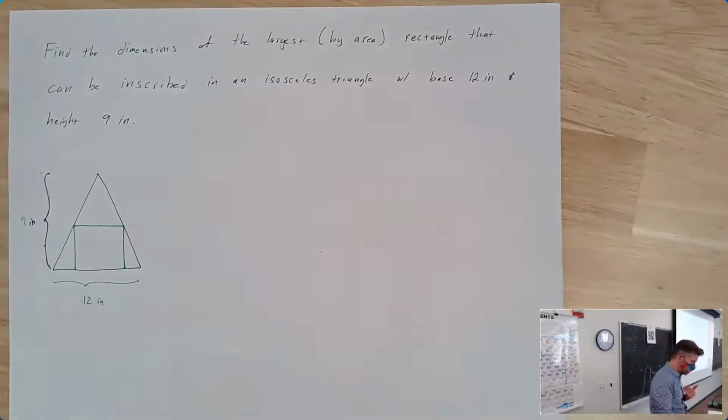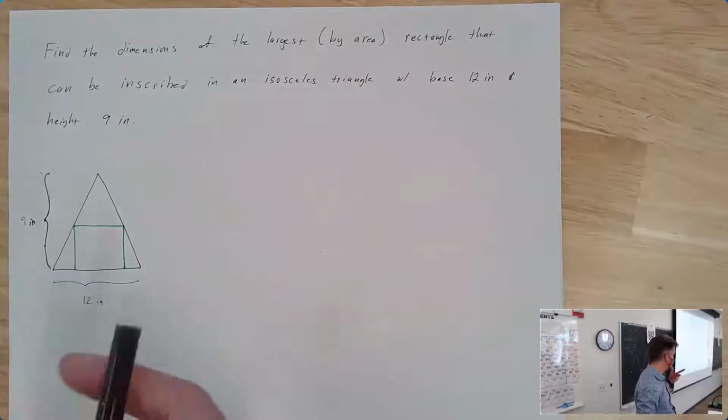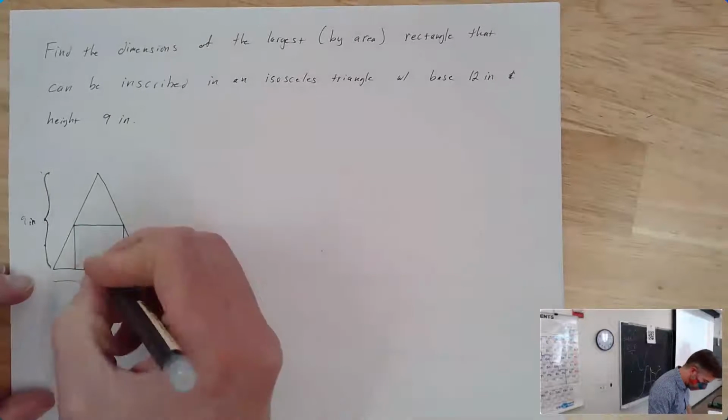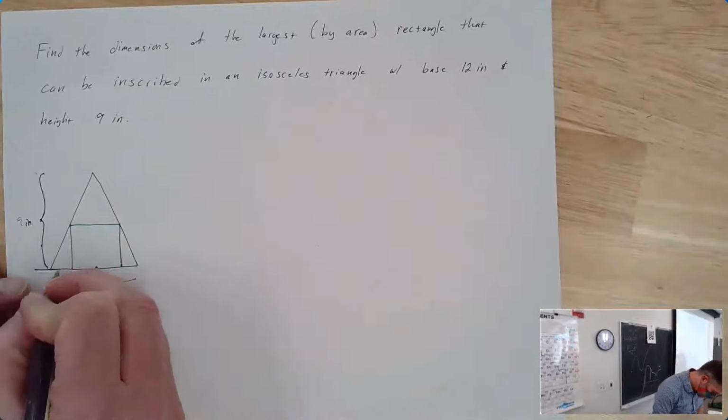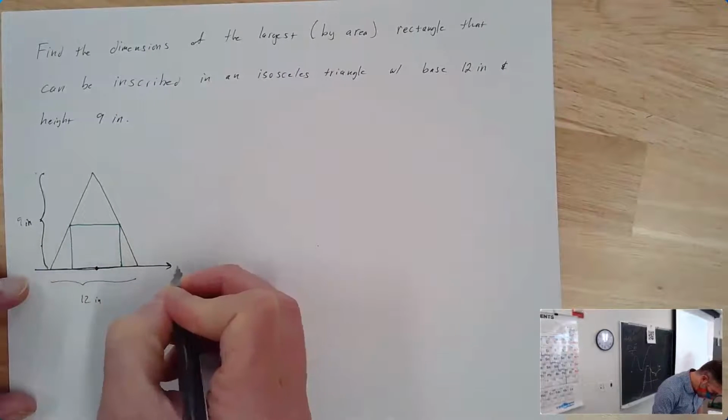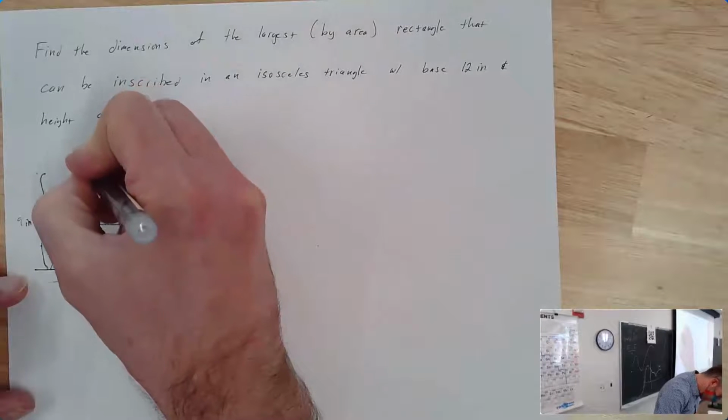What I actually want to do, and this is true a lot of the time, is when you have a shape, whether it's a circle or a triangle or whatever, it usually makes sense to center it on the coordinate axis system. Meaning, I really want the origin to be in the middle of the bottom of this right here. So there's my origin. Here's my x-axis. Here's my y-axis.